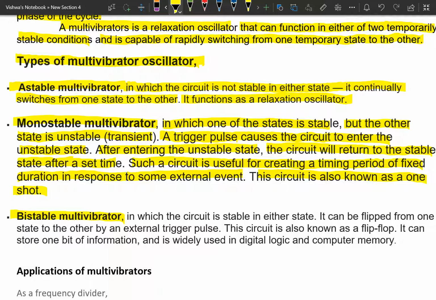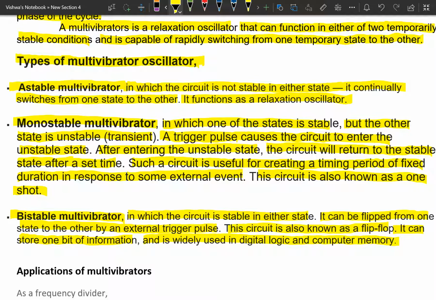Then one more type of multivibrator is the bistable multivibrator. In a bistable multivibrator, the circuit is stable in either state. It can be flipped from one state to the other state by an external trigger pulse. This circuit is also known as a flip-flop. These bistable multivibrators are also called flip-flops. It can store one bit of information. This bistable multivibrator can have memory power. It can store a bit of information and is widely used in digital logic and computer memory. So this is a brief introduction about the multivibrators.